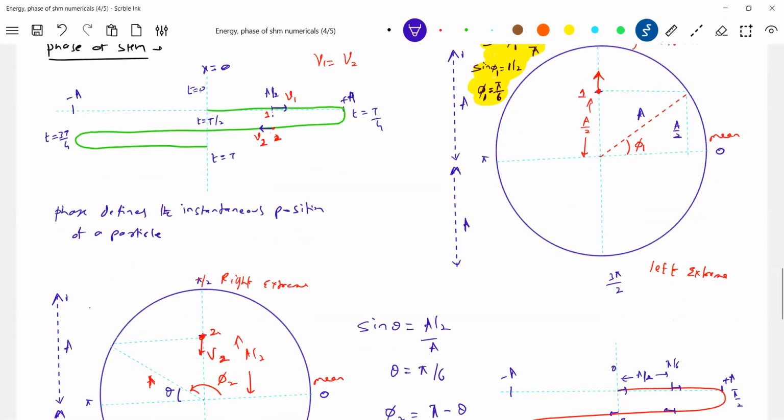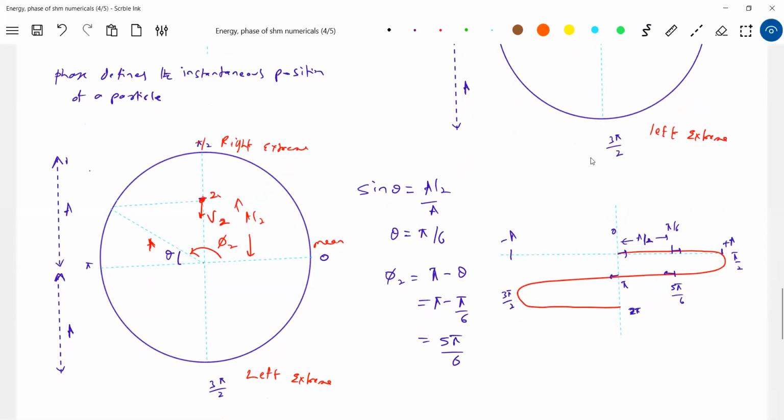So like a protractor, it will be 0, pi by 2, pi, 3 pi by 2, and this one. So the left extreme will be 3 pi by 2. Okay, now I say that the particle is having a phase pi by 6. Immediately, can you tell me what do you mean by that?